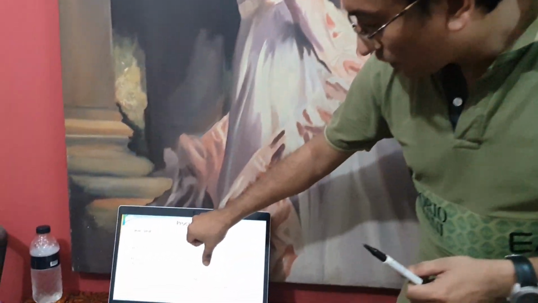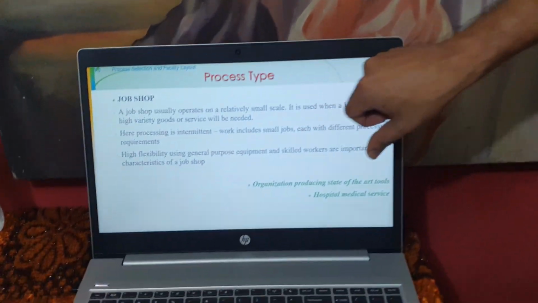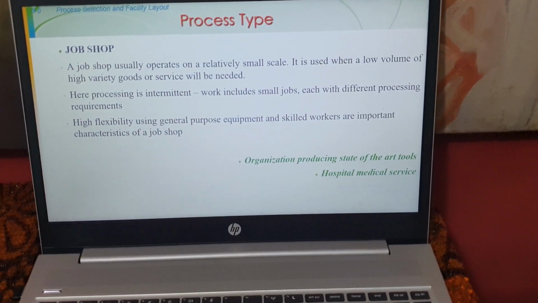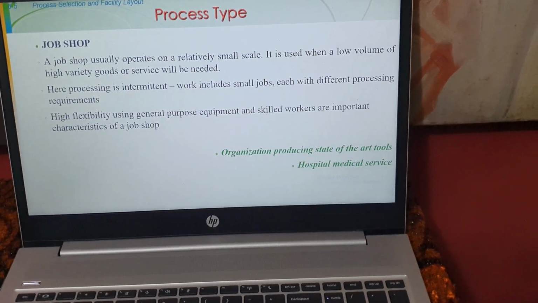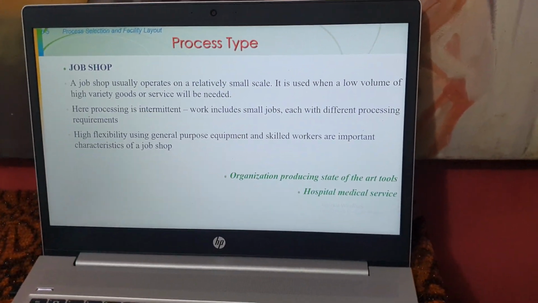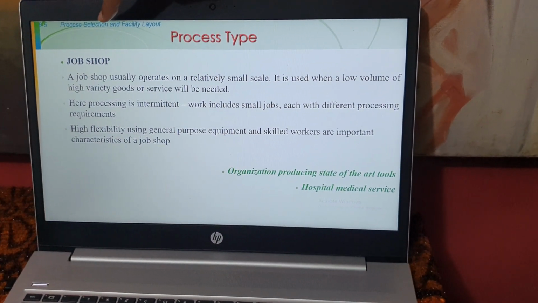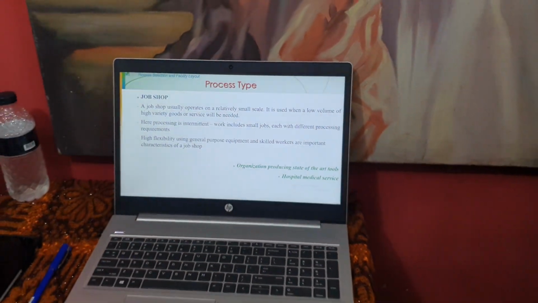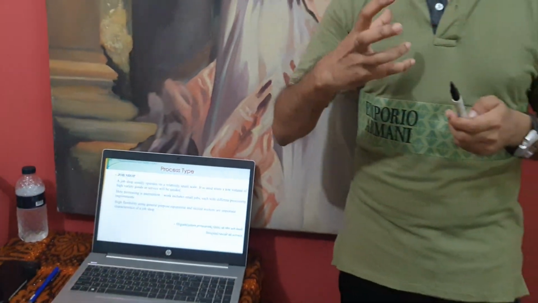So it says organizations producing state-of-the-art tools. That means those organizations are producing modern, well-equipped tools. Those processes can fit in the job shop. So I want to give you another example of the job shop process. Obviously, there are a lot of different types of concept cars, and a lot of people use very customized watches like the Rolex watch. Some people use the Omega watch.